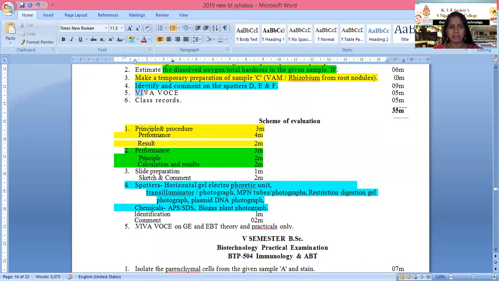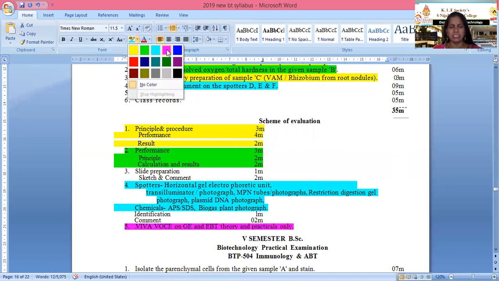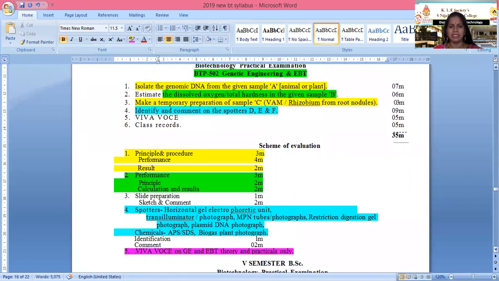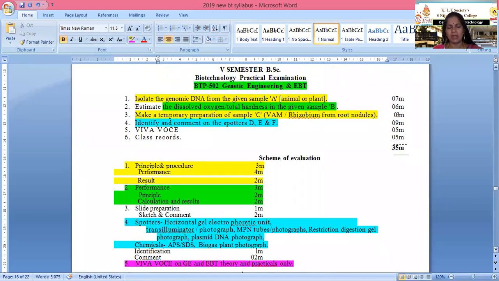Next question is Viva. This Viva carries 5 marks. Viva will be on genetic engineering and environmental biotechnology, theory and practicals only we are going to ask. For example, some teachers, by curiosity, may ask you some different questions out of the syllabus, but you should consider that, because that is just to check your knowledge, how much you have understood about genetic engineering and environmental biotechnology. So this is all about your paper 5, genetic engineering and environmental biotechnology.